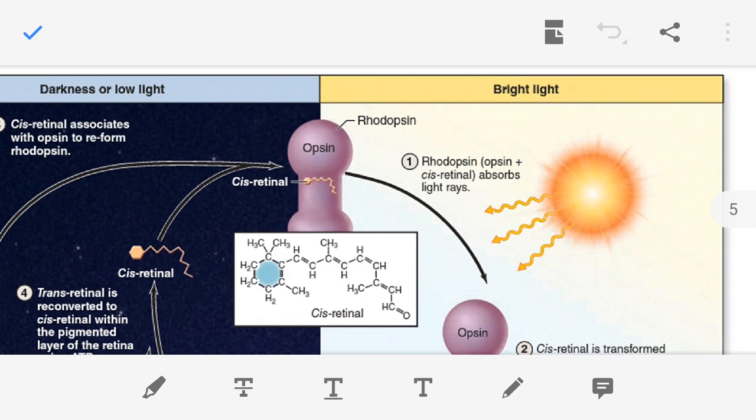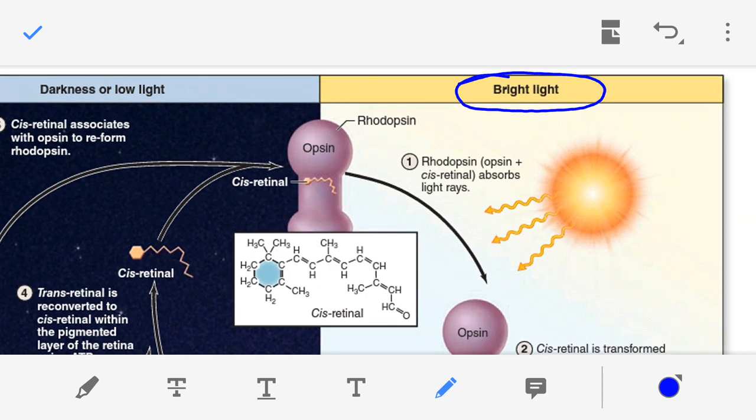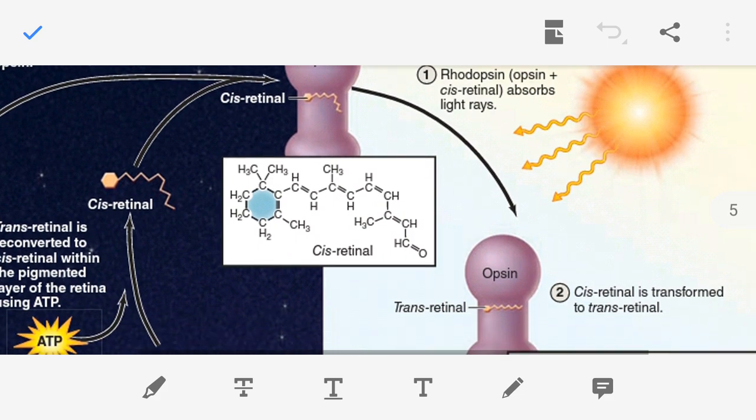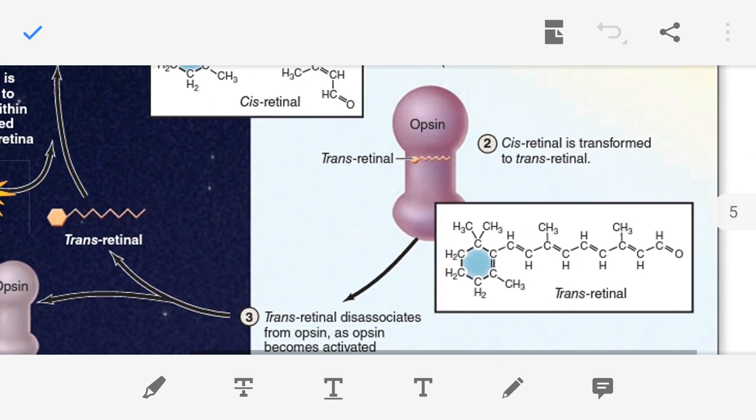Here on the right hand side they are writing bright light, and this is the rhodopsin shown, and this one is the cis retinal. So in the structure of rhodopsin, the opsin protein is there, and the molecule cis retinal. So opsin plus cis retinal together form the rhodopsin, and rhodopsin absorbs light rays. Here you can see in the structure of rhodopsin, opsin and cis retinal are present. So rhodopsin absorbs light, then after absorption what is happening?